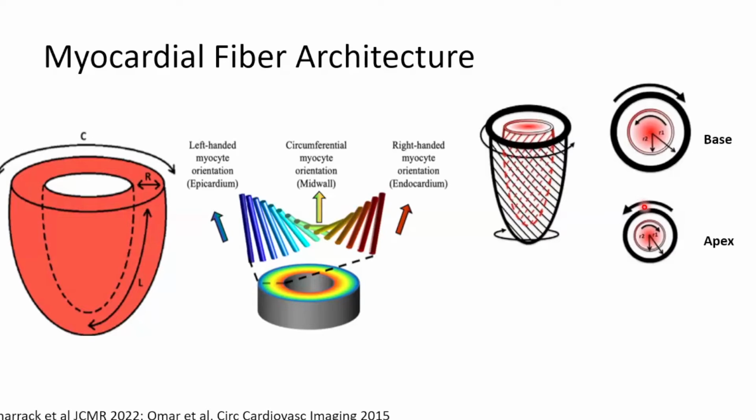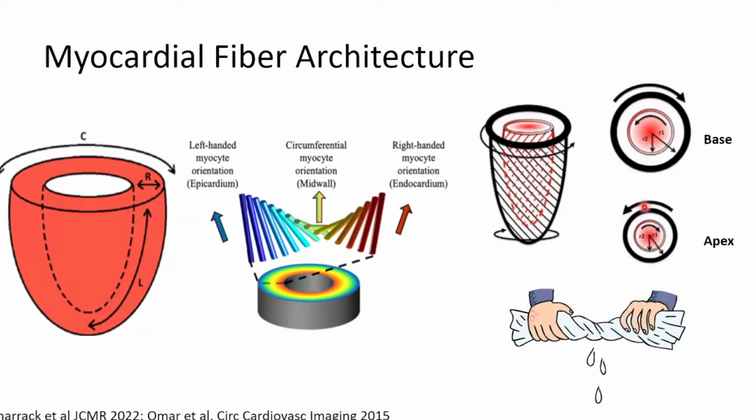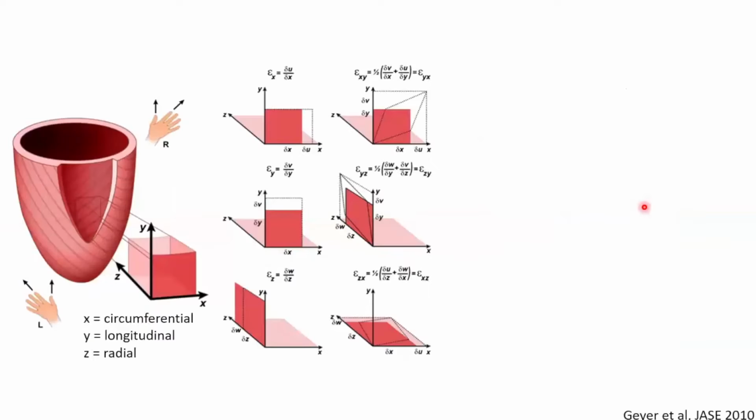So in essence, what you get is this differential rotation in the opposing direction, the base to the apex, and you almost get a wringing motion that you can see, for example, if you were to wring a wet towel, you squeeze all the water out, and this actually increases the mechanics, or it provides the mechanics of how blood is ejected from the LV.